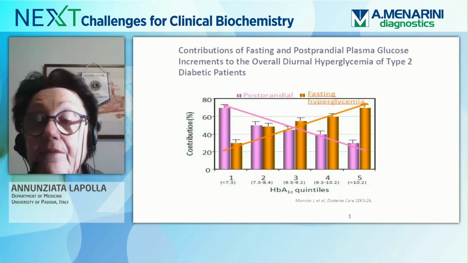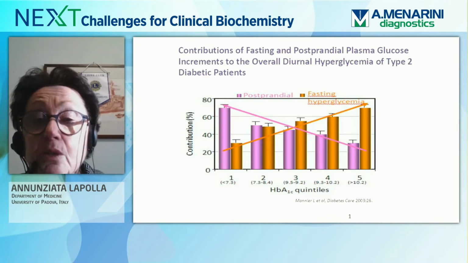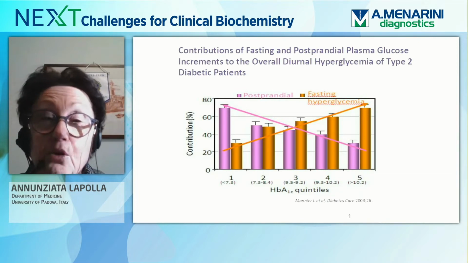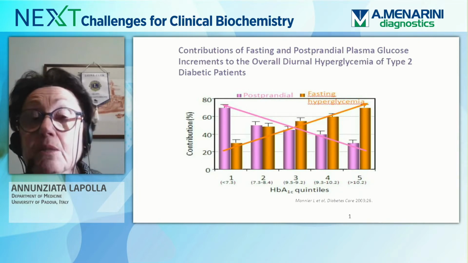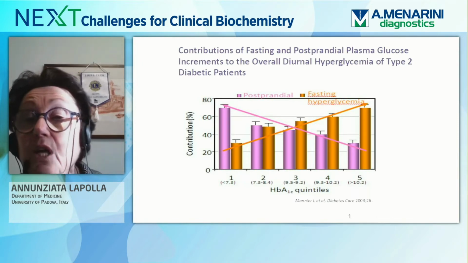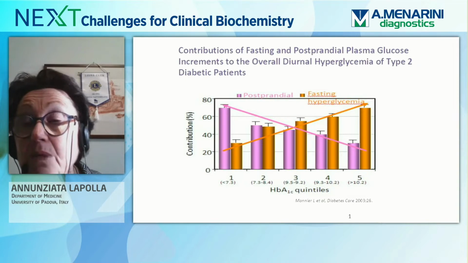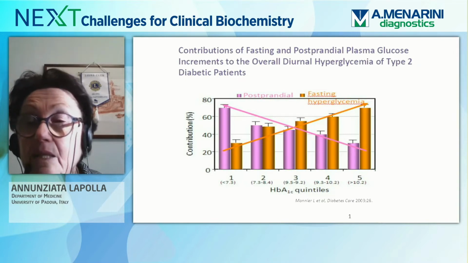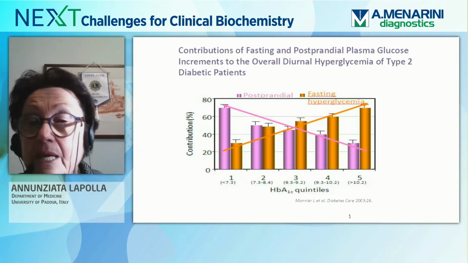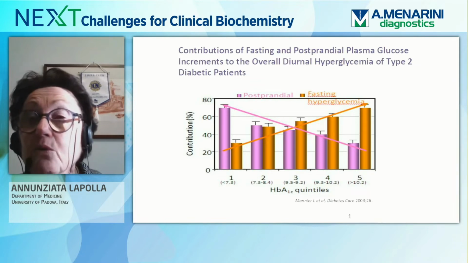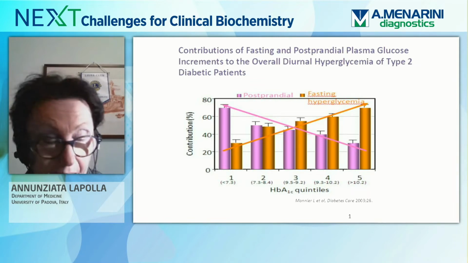Monnier et al. have tried to see what the relationship is between plasma glucose and HbA1c. And you can see that when HbA1c is good, 7.5% or lower, the contribution is mainly due to postprandial plasma glucose. On the contrary, when the HbA1c is high, that means higher than 10%, the contribution of plasma glucose is mainly fasting hyperglycemia.